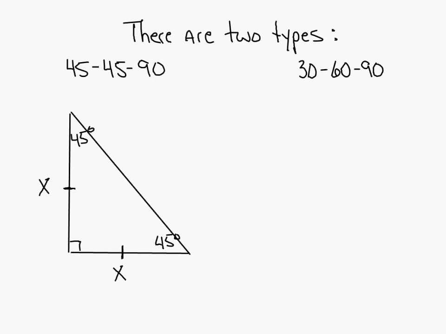The rule you need to remember about this type of triangle is that if a leg is x units long, then the hypotenuse is x times the square root of 2 units long. So if you're given one of the legs in a 45, 45, 90, and you're asked to find the hypotenuse, okay, I put these arrows in here, meaning I'm given this, and I need this. I multiply by the square root of 2.